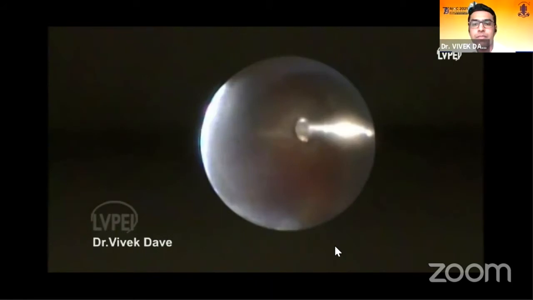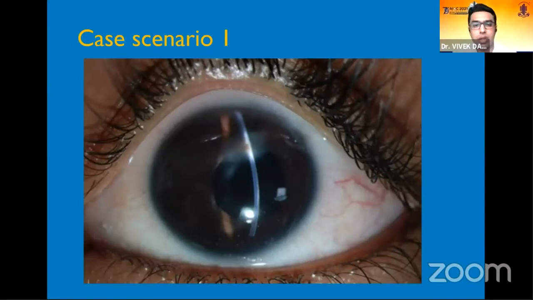Once we found this, intravitreal antibiotics were given. The patient was followed up medically. And this is what we had 3 months down the line. If you see, the area has completely scarred. The cornea has completely cleared.